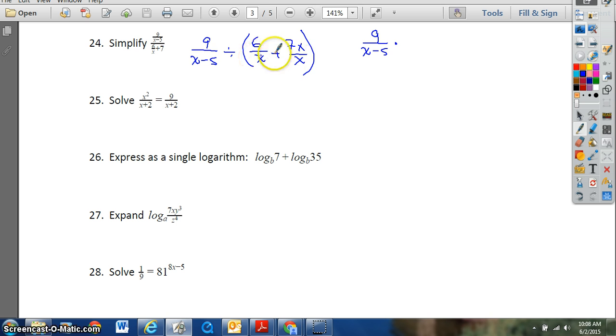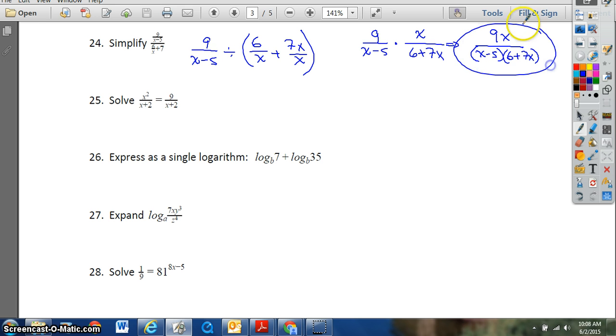My x, which is what's on bottom, is now on top, and I have 6 plus 7x on bottom. So what we're looking at here will be 9 times x, and this is going to be on bottom x minus 5 times 6 plus 7x. Nothing's going to cancel out there, so if you want to multiply together, you can. You do not have to. Okay? So that's where you could stop with number 24.